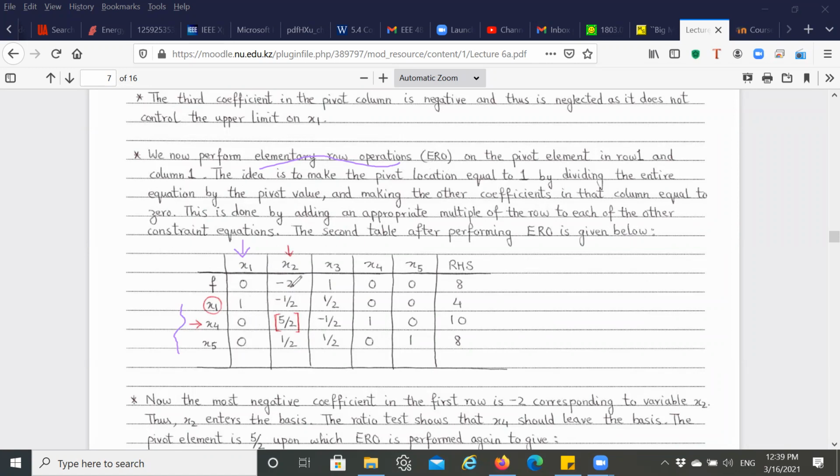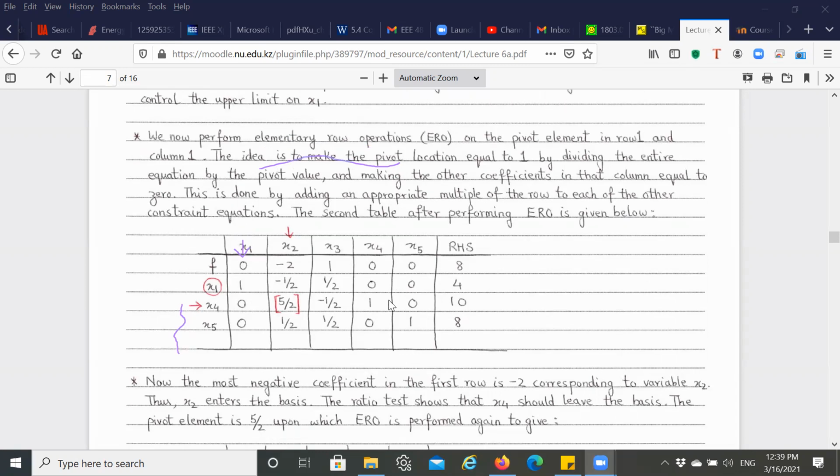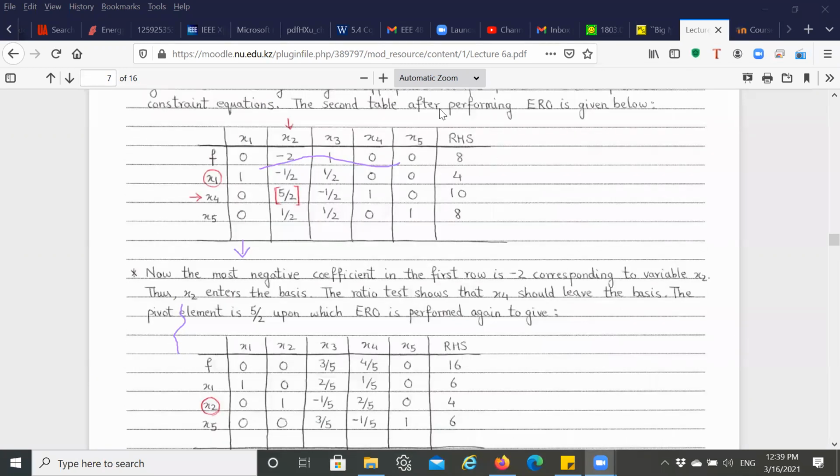Okay, so if you do the operations, you would get this. One minute, let's read and see what has been done. Yes.